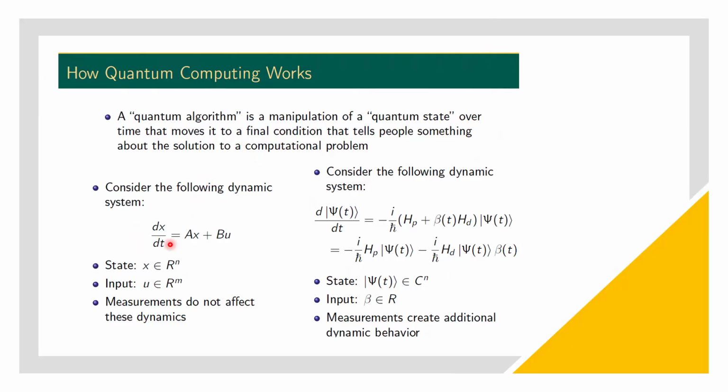So here is a typical dynamic system that we might learn in a beginning linear systems class. It says dx/dt is Ax plus Bu. We have a state, which usually in engineering problems is going to be a vector in the reals, and then an input, which usually would be a vector also in the reals. And measurements don't affect these dynamics. We can measure our system state, and it will keep evolving.